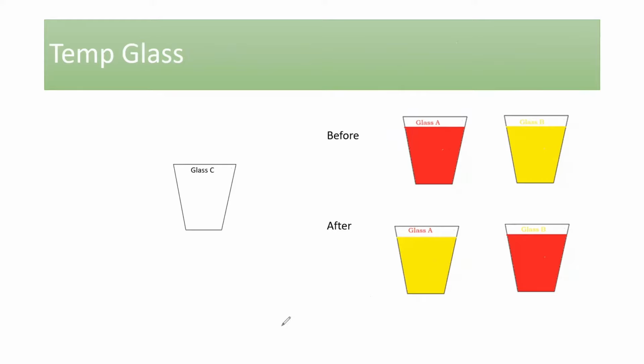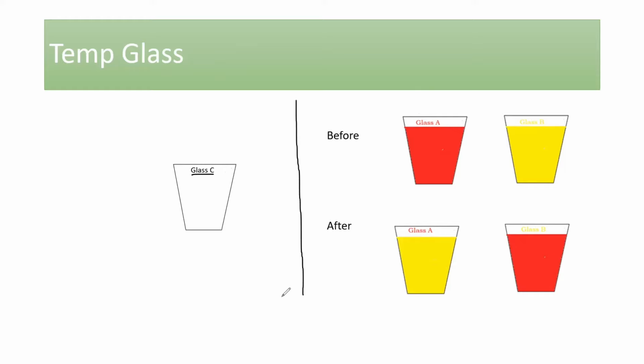We need a temporary glass to do this operation. We have called it a temporary glass with the name glass C. The reason being, when we initially set up this puzzle, we didn't have any third glass given. That is why I'm calling it a temporary glass, or a glass that we have taken out of the box. Now let's understand how we can do this process.